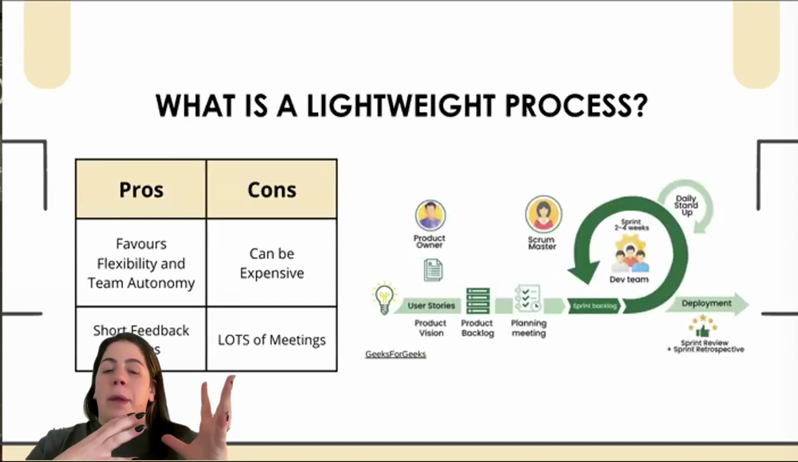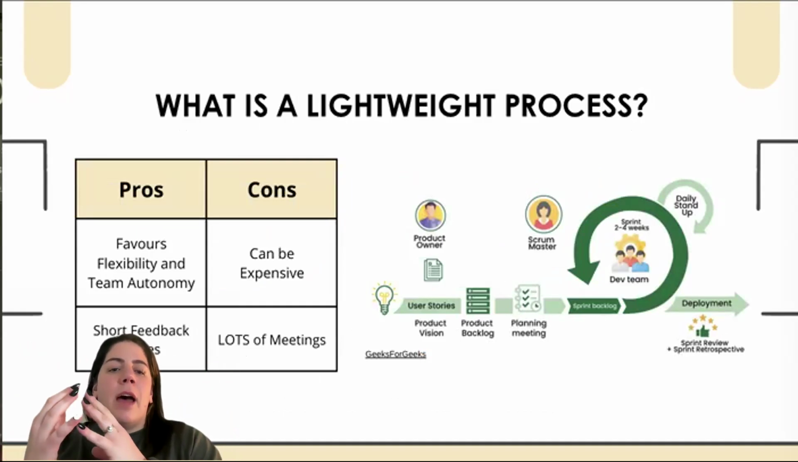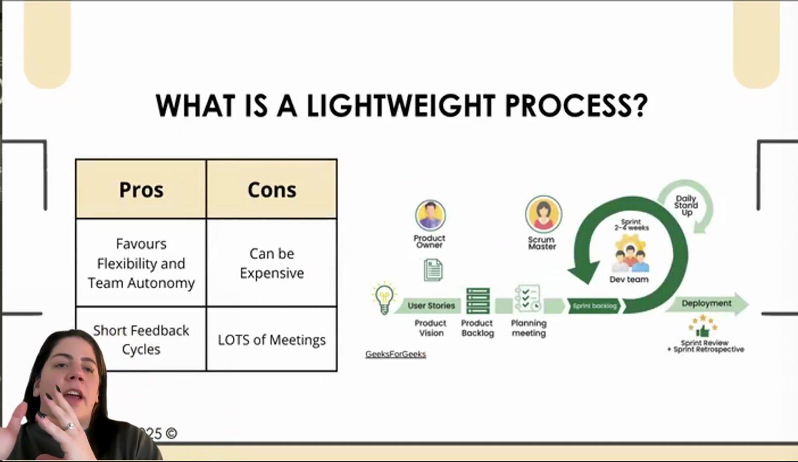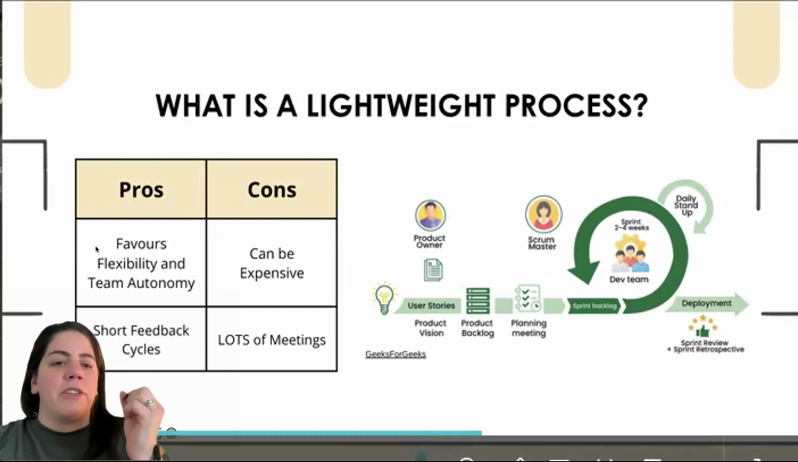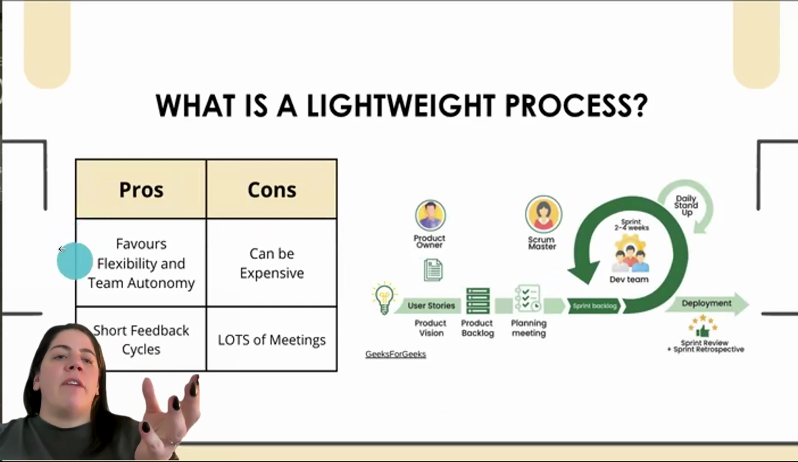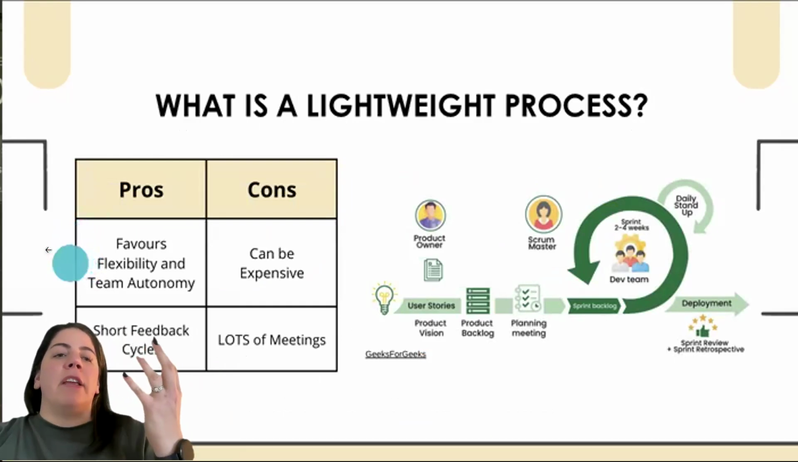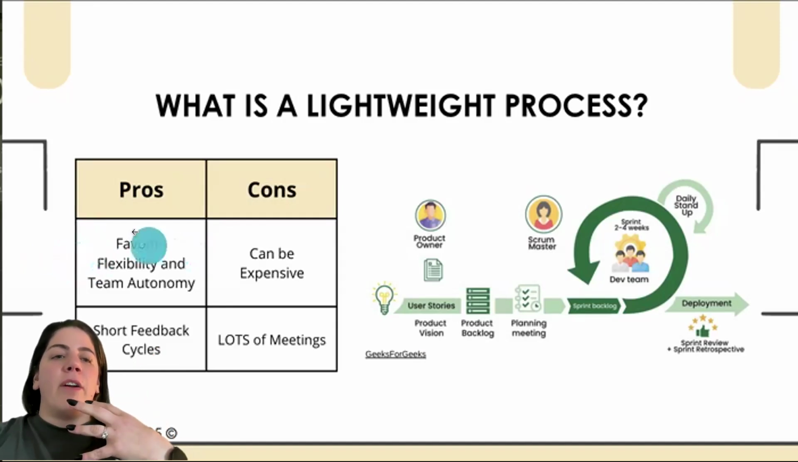So that was our heavyweight process, and now we're going to switch over and talk about our lightweight process. It's kind of a smaller picture here, but we'll do our best to be able to see it. Now, when we're talking about a lightweight process, we're talking about a process that will favor flexibility and team autonomy. So this favors the ability for teams to do what they need to do when they're doing it. And that's very important for us.